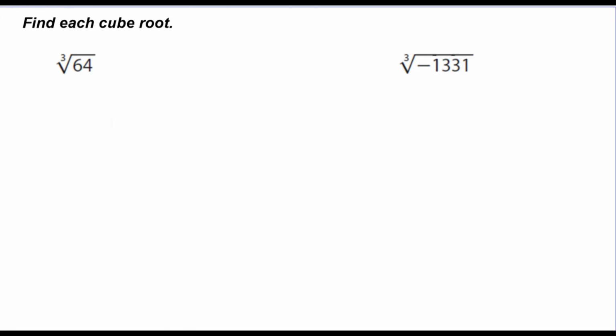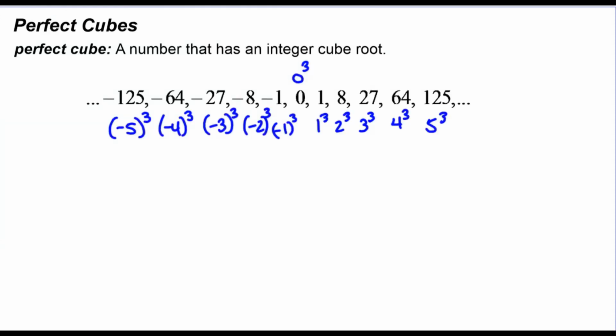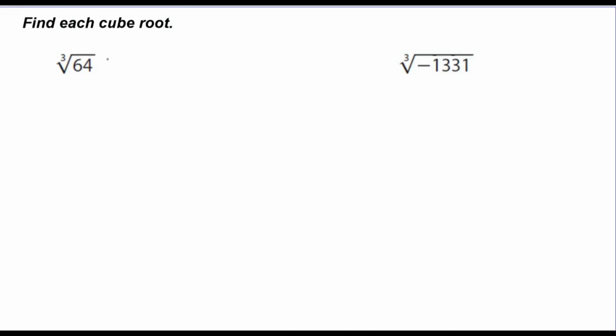The cube root of 64, remember, what times itself 3 times, or what to the third power is 64. Now we might be tempted to say 8, because 8 squared is 64, but it's not. We're talking about the cube root here. So if we just jump back a slide here, we can see right here that 4 to the third power is 64. So I know that the cube root is 4, and it's just positive 4, not positive or negative.